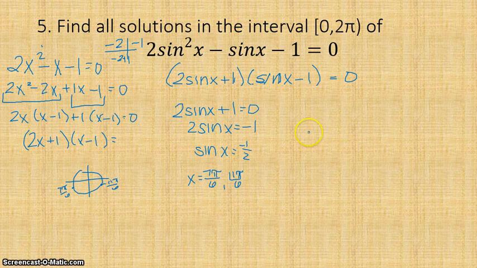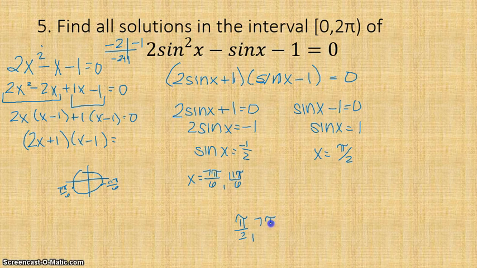I also need to set my sine x minus 1 equal to 0. So I'm going to get sine x equals 1, which would happen at pi over 2. So my three answers are pi over 2, 7 pi over 6, and 11 pi over 6.